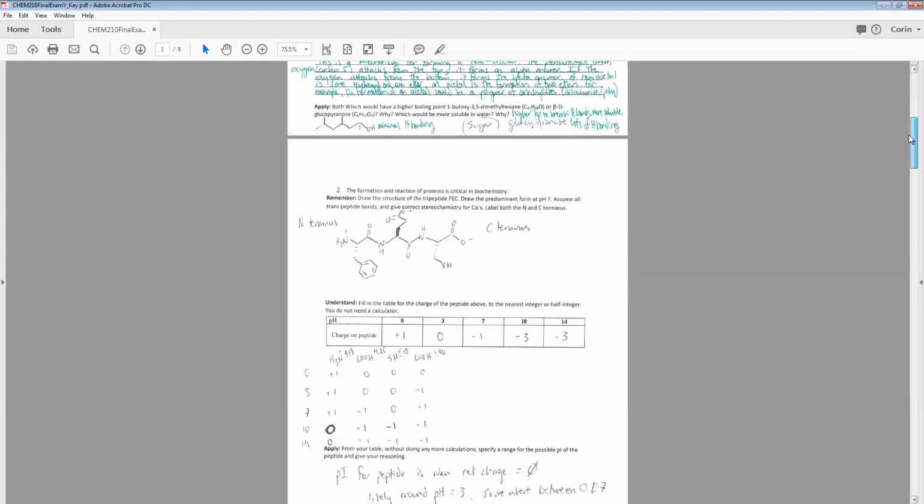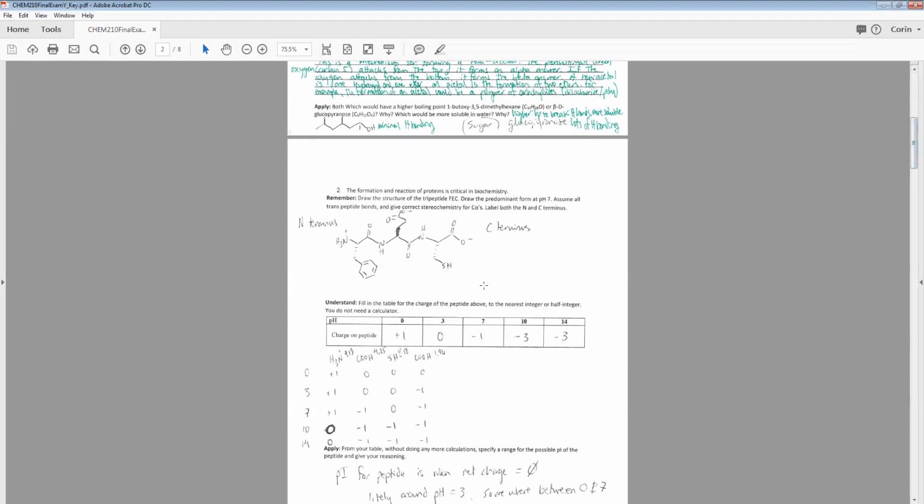If we think about the formation and reaction of proteins in biochemistry, we know that in order to be able to draw a tripeptide, the first thing we need to do is actually draw our carbon chain. Keep in account that this is at pH 7. So here's my N terminus, here's my C terminus. So if I literally draw my carbon chain and then I add in my R groups, that's the easiest way to be able to draw peptides.